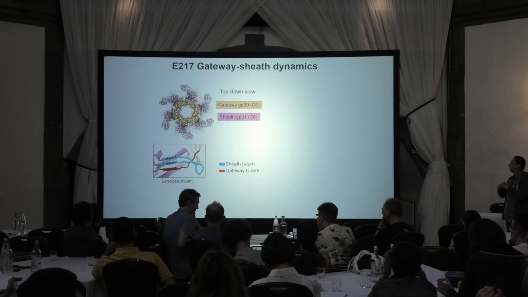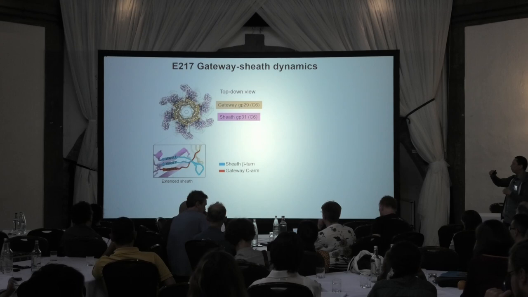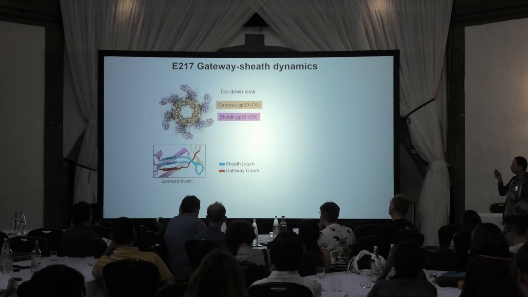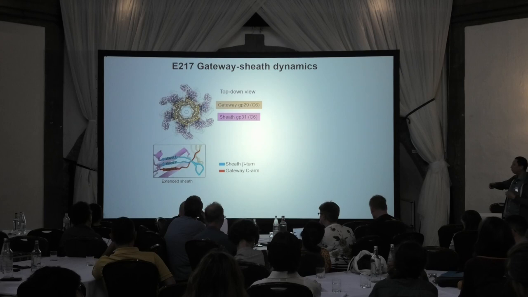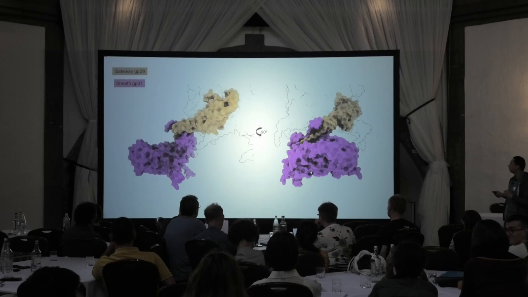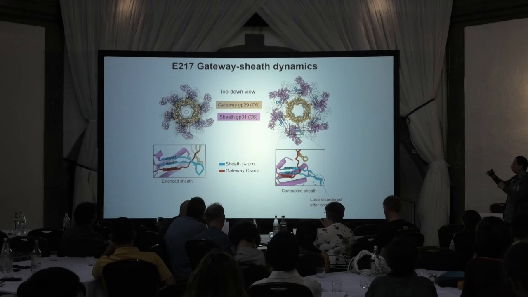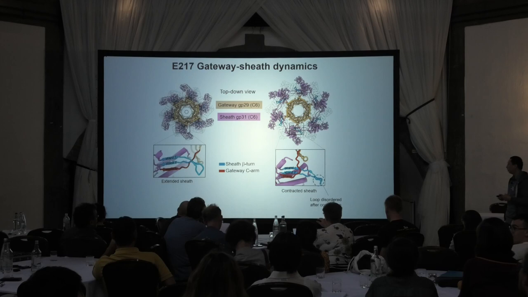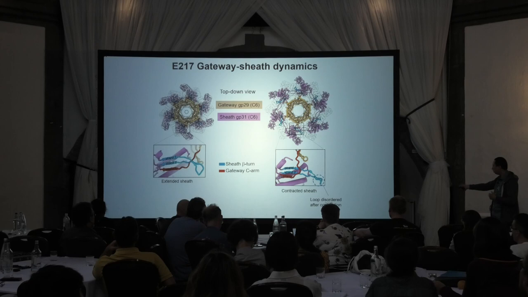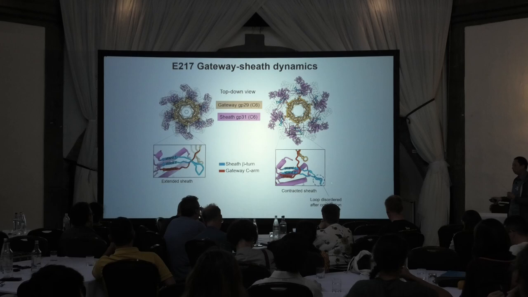This is the top-down view. Before contraction, the red is the gateway C-terminal arm. It's behind the sheath beta hairpin. Upon contraction, the gateway C arm moves to the front of the sheath beta hairpin. And because the loop over here is very flexible, I find the density is weak after contraction.